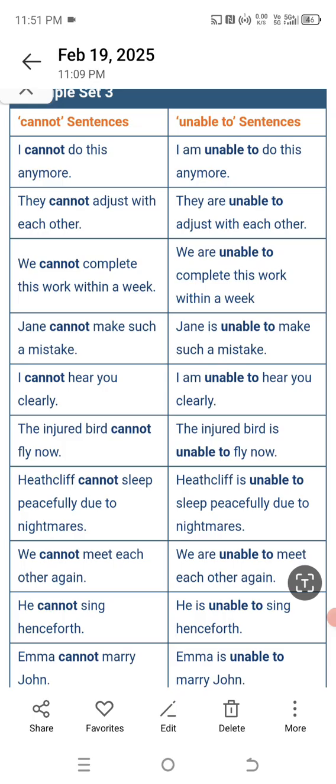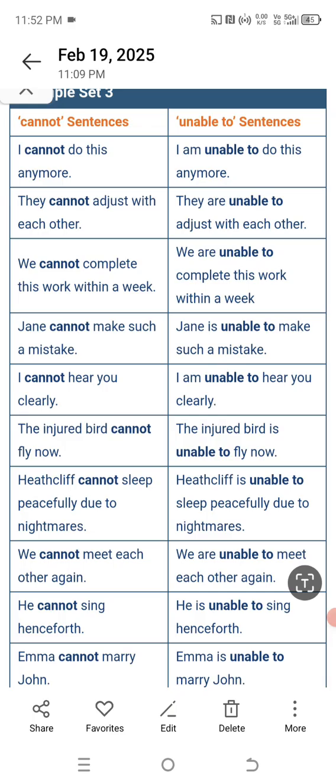Here, cannot means there is no ability, and here we use unable to in the place of cannot and could not, meaning there is no ability in that thing or in the subject of the sentence. Here: I cannot do this anymore.